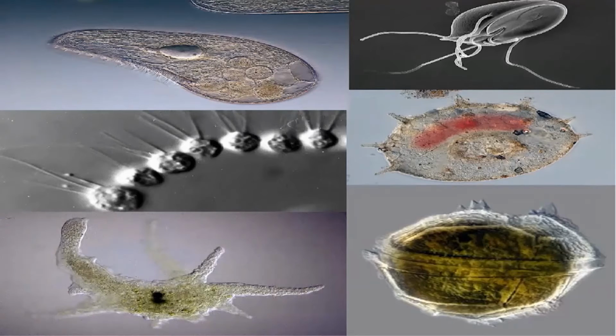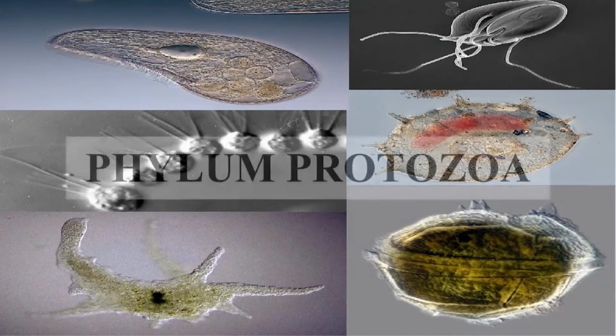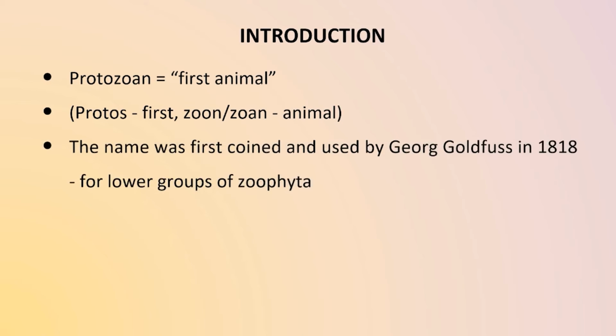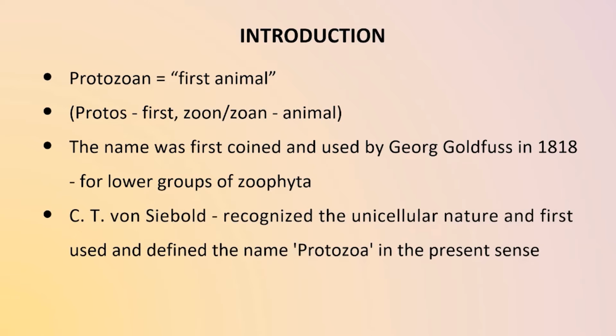In this video, let us know about phylum Protozoa. Protozoan means the first animal. Protos means first. Zoan means animal. The name protozoan was first coined and used by George Goldfuss in 1818, representing the lower groups of zoophyta. But C.T. von Siebold recognized the unicellular nature and first used and defined the name protozoa in the present sense.